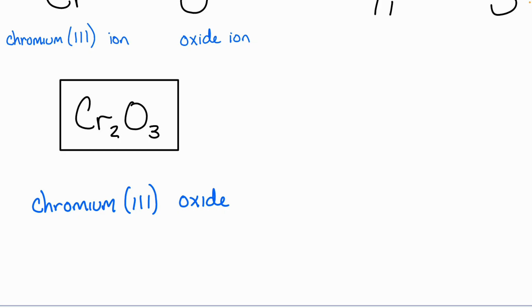All right, let me just note a convention here. You'll see this both ways, although now, especially with databases and the internet, the convention is to not have a space between your metal name and its charge. But we do want a space between our cation and our anion. So that's how we would put this name together.